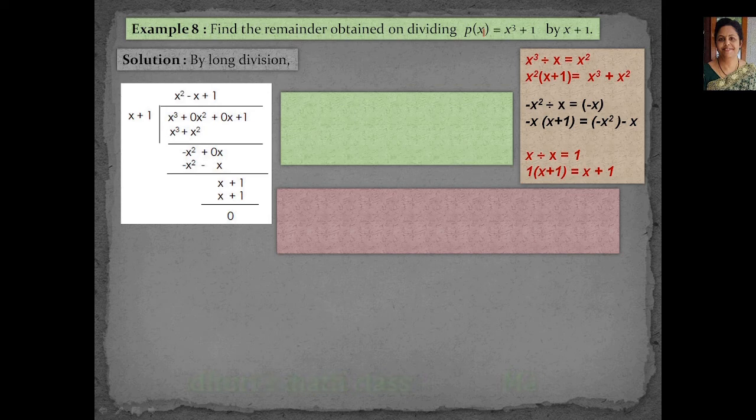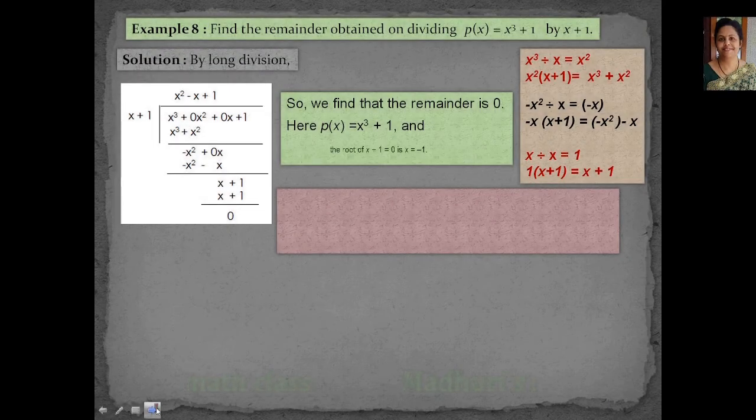Now we will find P(negative 1). So here the zero of x plus 1 is negative 1. So P(negative 1) you will get 0. We can check, so we find that the remainder is 0. Here P(x) is x cube plus 1 and the root of x plus 1 equal to 0 is x is equal to negative 1. Zero of x plus 1 is negative 1.